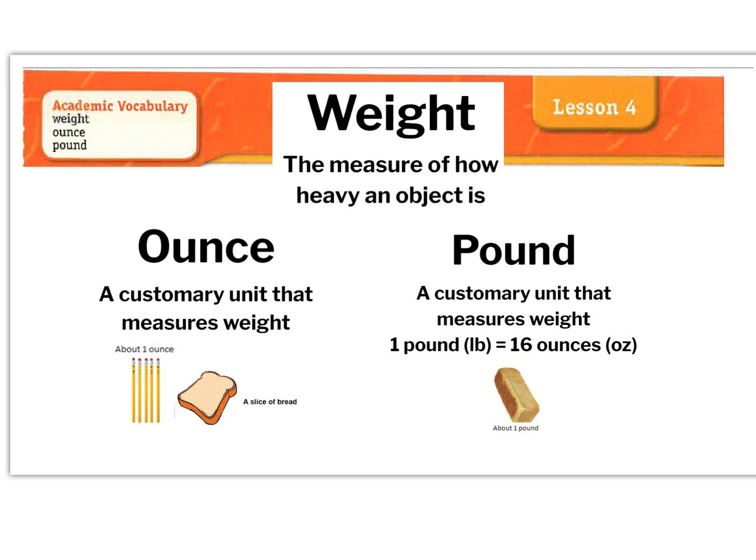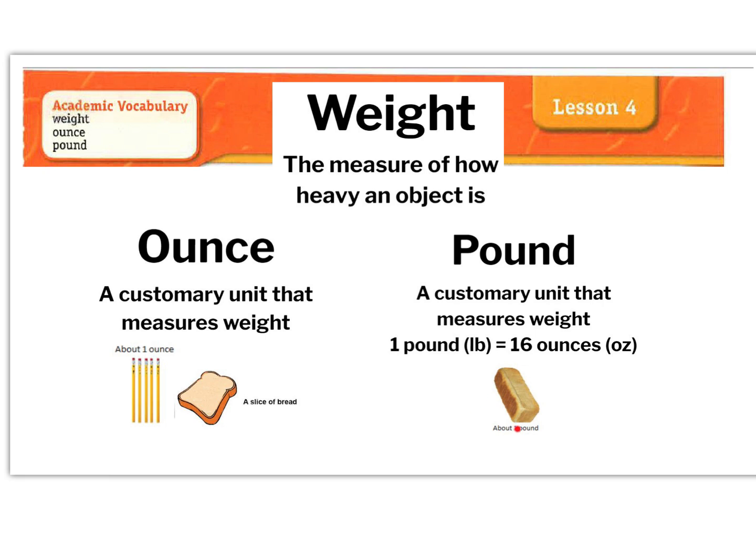Here is some vocabulary. When we're talking about weight, that is the measure of how heavy an object is. Some ways that weight is measured are ounces and pounds. An ounce is a customary unit of measure that measures weight. About 1 ounce is like 5 pencils, or 1 slice of bread is about 1 ounce. A pound is a customary unit that also measures weight, and 1 pound equals 16 ounces. So a loaf of bread is about 1 pound.